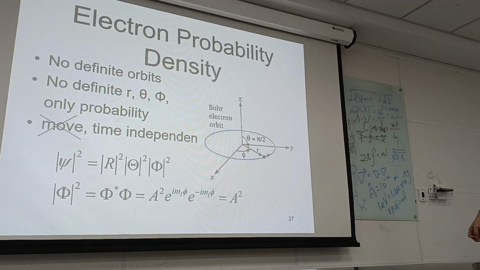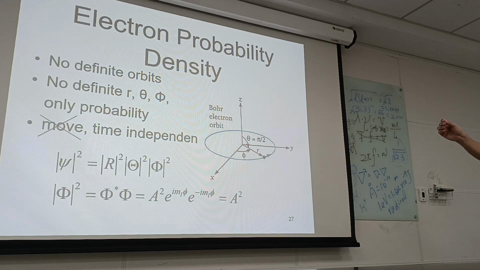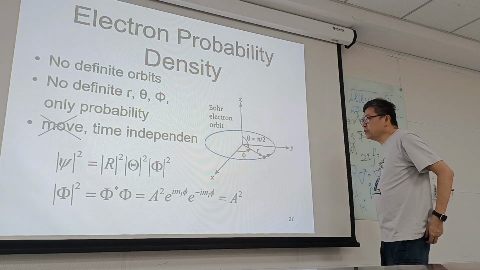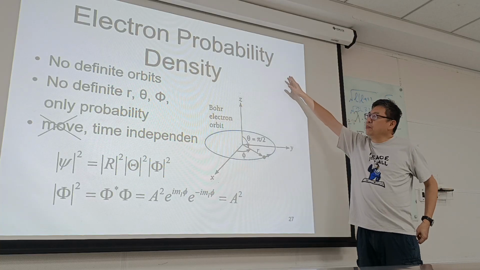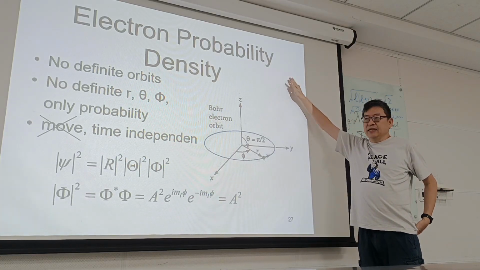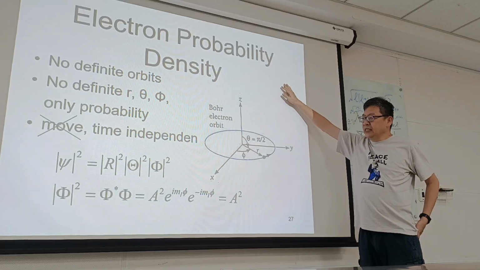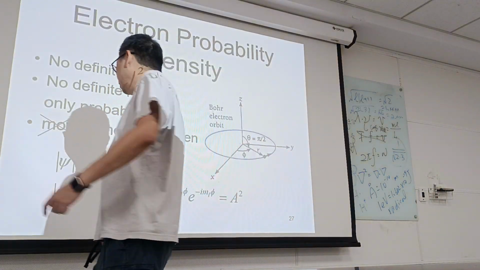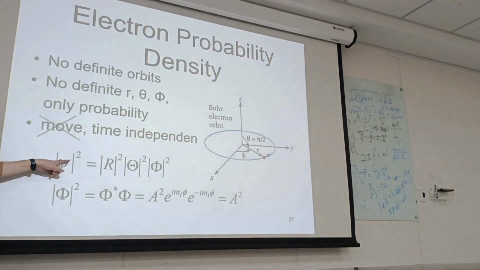But how can we find the probability? Also, because this is a time-independent equation, no time, which means the electron is not moving. They are jumping. Jumping means the movement is discontinuous, so you cannot take a differential or whatever. They just keep jumping. So we will define the electron probability density. Electron probability density will be proportional to psi squared.